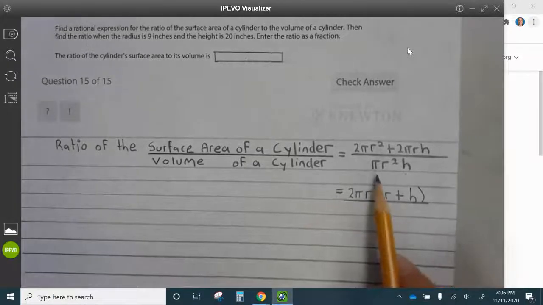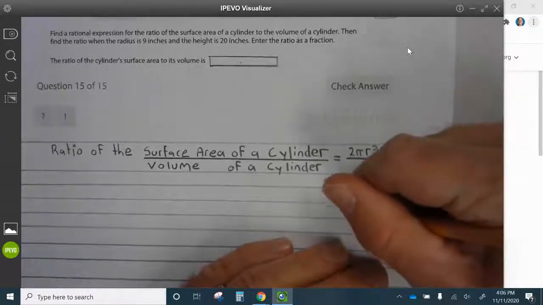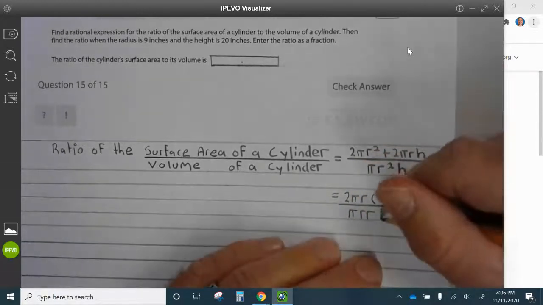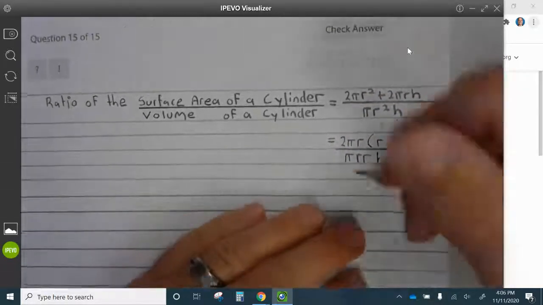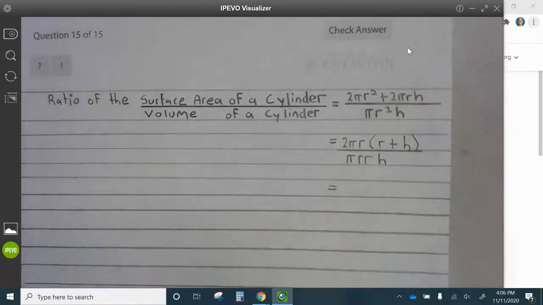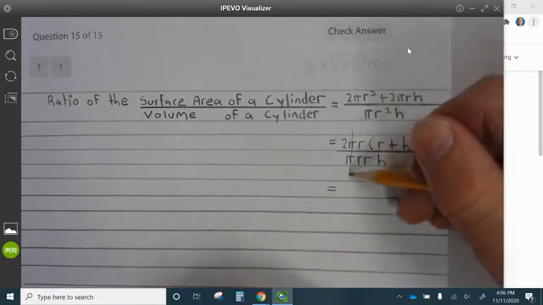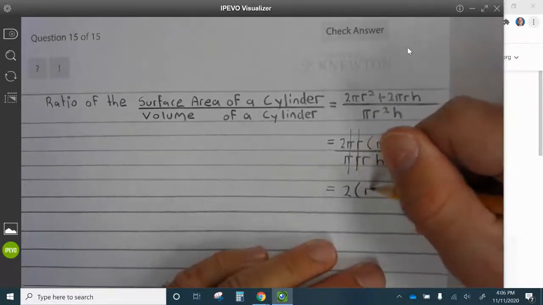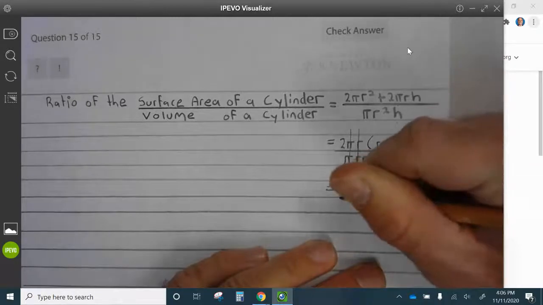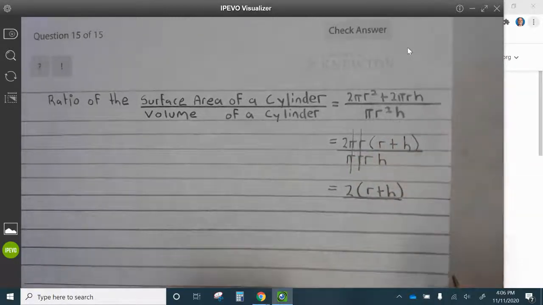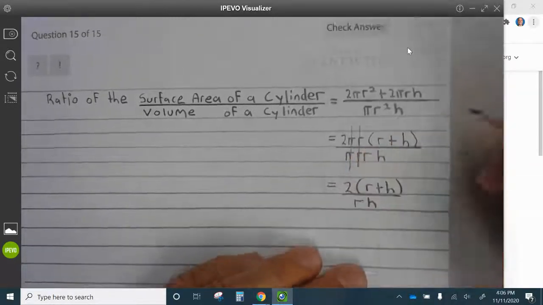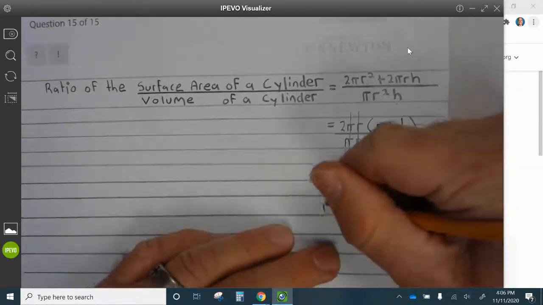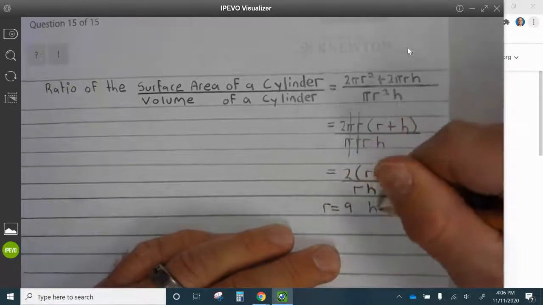Now, there's nothing to factor out here, but I can write the denominator as pi times r times r times h. So the pi's divide and become 1, the r's divide and become 1, so you're left with 2 times r plus h divided by rh.